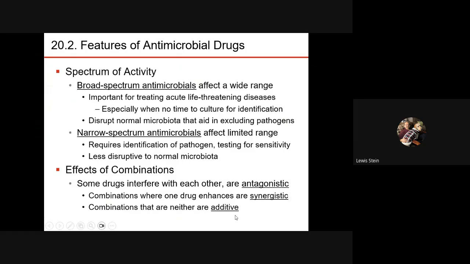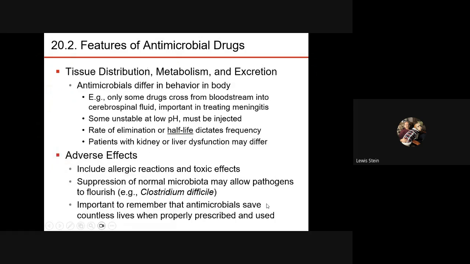Nevertheless, that's synergistic. There are ones that are additive. I don't want to go crazy with this, but I'm just trying to give you an idea. That's not something I typically ask. Other things: tissue distribution, metabolism, and excretion.